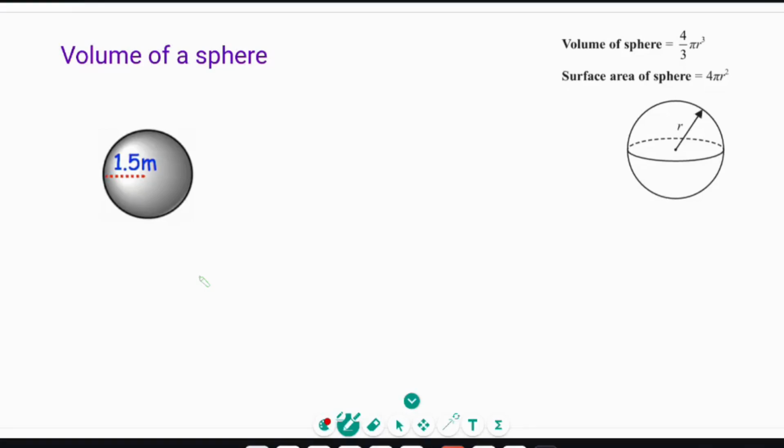Okay, volume of a sphere. For IGCSE Excel, you are actually given this formula in your formula booklet. So it's 4/3 pi r cubed, with r being the radius. So we simply substitute 1.5 into the formula.